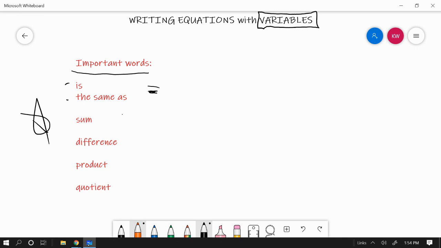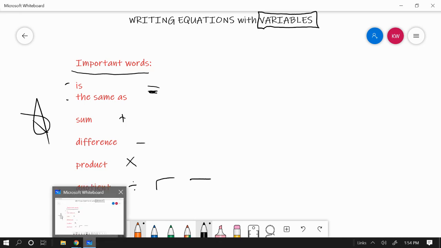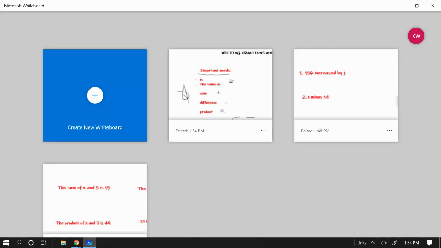Sum means that we're going to use addition. Difference means we're going to use subtraction. Product is the answer of a multiplication equation, and quotient is the answer of a division equation. So we could see the division sign like that, we could see the division sign like that, or sometimes we even do a line, kind of like the fractions. Okay, so let's practice what this means here.